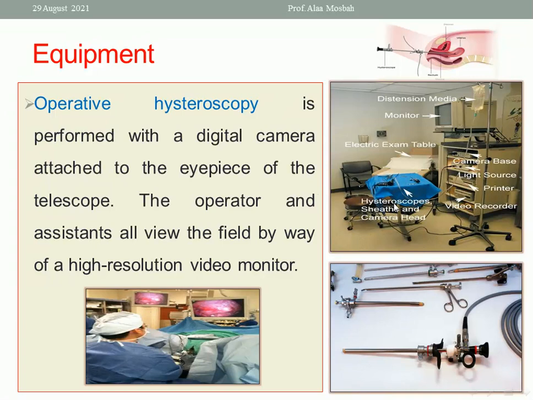Okay, this is the table of hysteroscope. It should be flat, never to make the patient lie in Trendelenburg. It is contraindicated. The table should be flat. Okay, and this is the monitor, and this is the set for the light source, the video recorder, and the camera base. Okay, and this is the table with hysteroscope and sheath and the camera head.